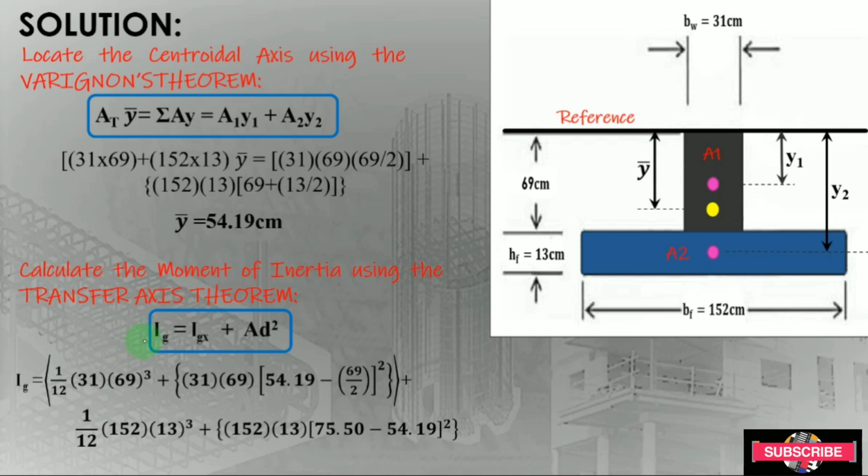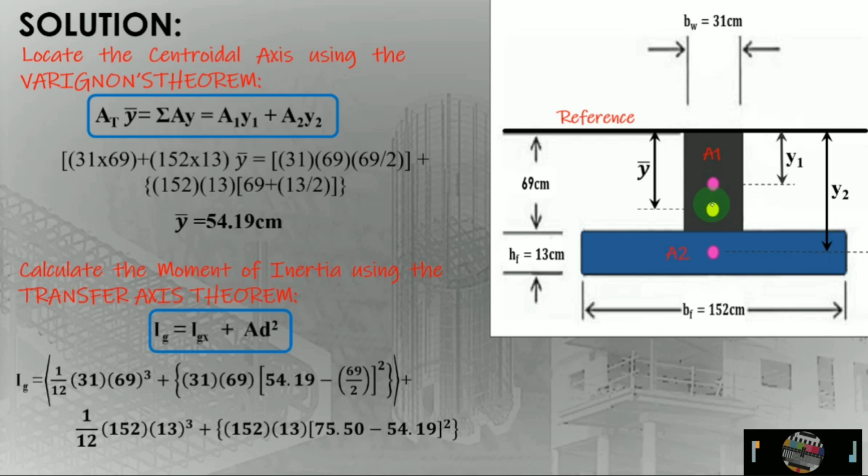So our gross moment of area is just equal now to, take note, 1 over 12 times the width b times h. In this case for area 1, our b here is 31 and our h is 69, plus the area, 31 times 69, times d squared. This d is just the distance from the centroid of area 1 to this y bar.